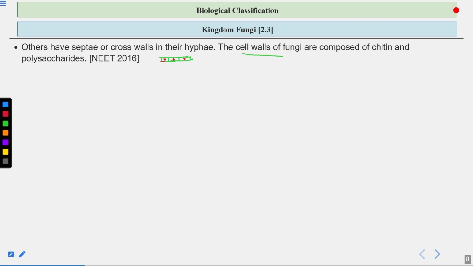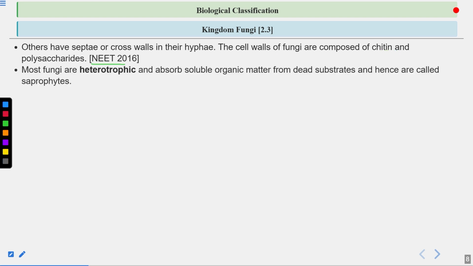Now again, a characteristic feature of kingdom Fungi, the cell wall consists of chitin. This is very important. The question can come from here. Okay, already a question has come from NEET 2016.